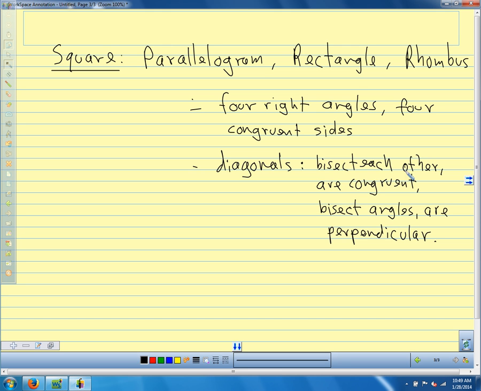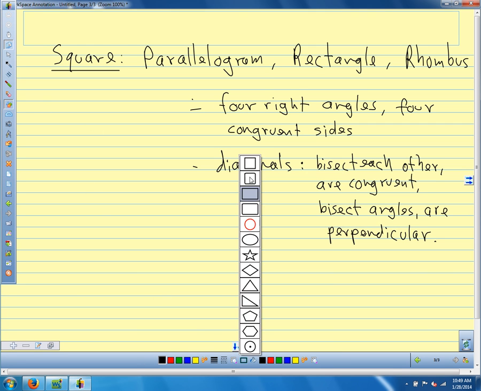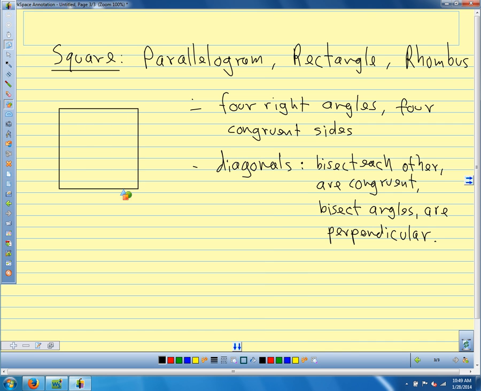Yes? Diagonals go from, so let me draw a picture here. So if this is our square, diagonal goes from corner to corner. So that would be a diagonal, and that would be a diagonal. Now on a square, they cut each other in half, they're perpendicular, they bisect the angles, they're congruent, all that stuff. The diagonal goes corner to corner. So questions about a square?